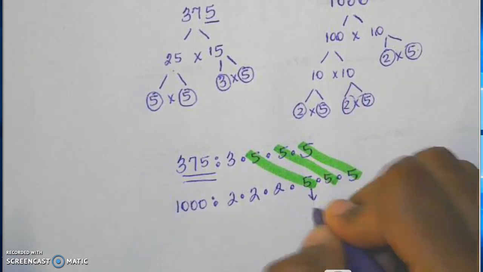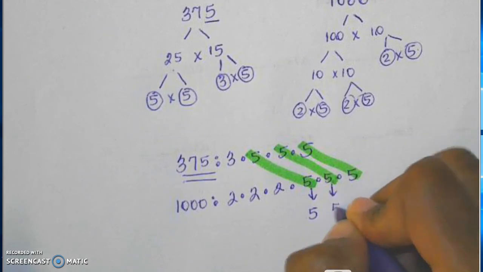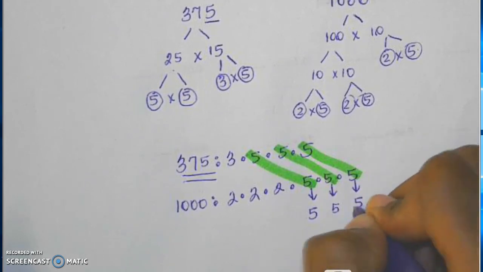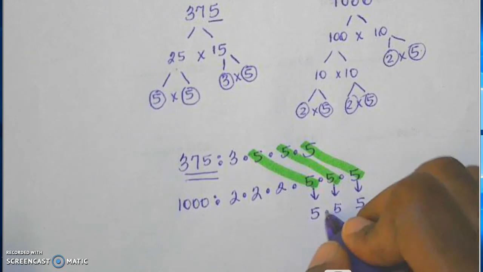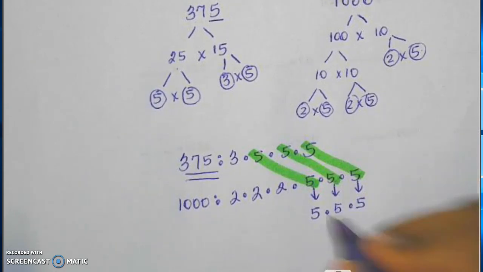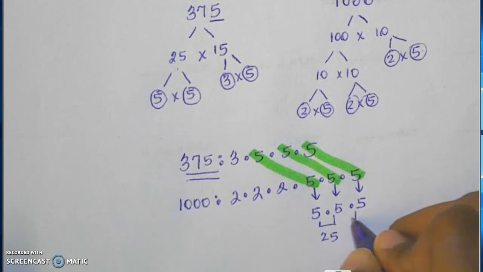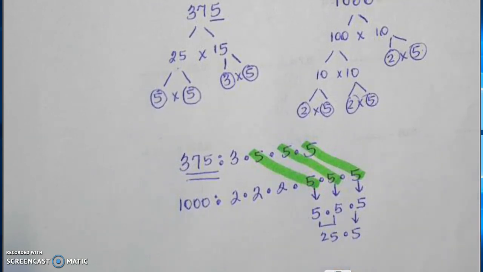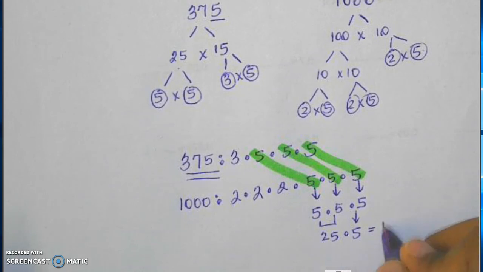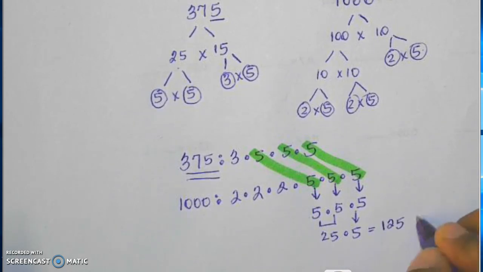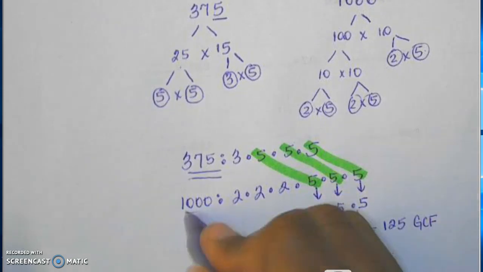Every couple will get an invitation. And when you have more than one, you multiply these together, 2 numbers at a time. 5 times 5 is 25. Bring down my other 5. 25 times 5 will give me 125. That is my greatest common factor of 375 and 1,000.